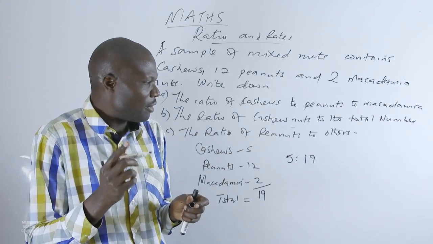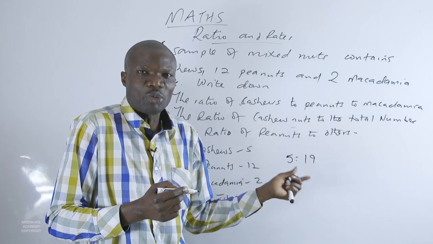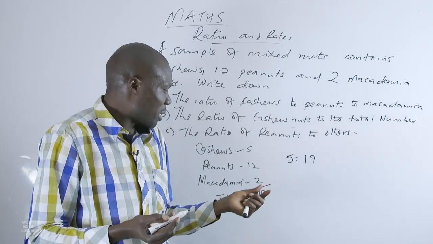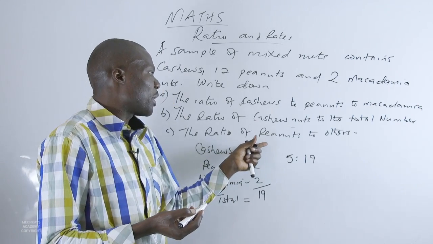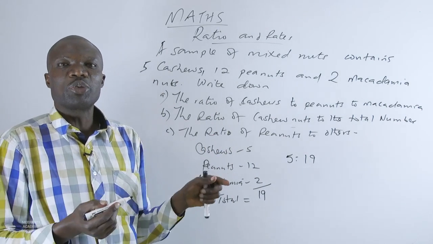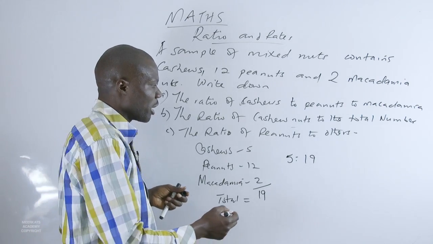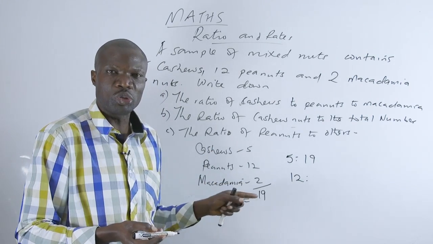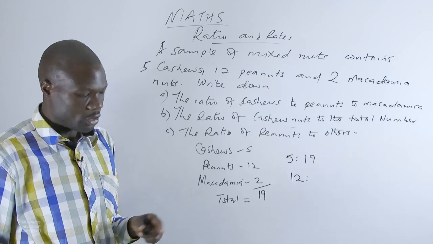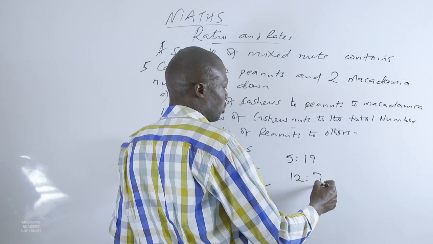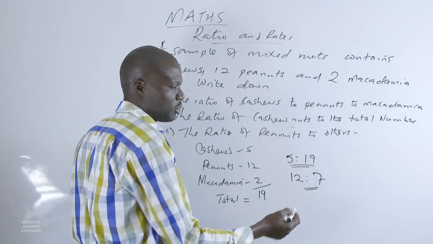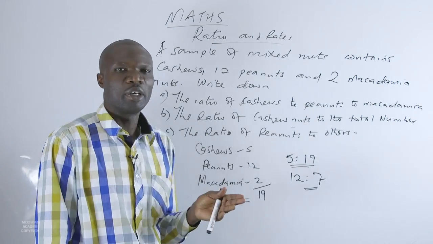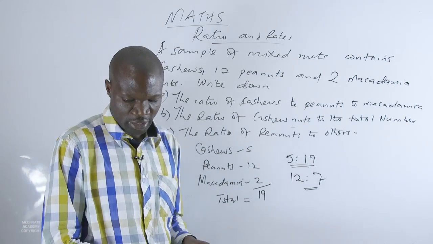The last bit is asking for the ratio of peanuts to others. Now, see, look at this, the difference. This was cashews to others. We add to cashews to totals. We added all the contents. But they are asking us this time for peanuts to others. Others means those ones which are not peanuts. So, we shall be looking at the ratio of peanuts to others. Others is 5 plus 2, which is 7. So the ratio will be 12 to 7. Because peanuts is 12 and others sums up to 7.